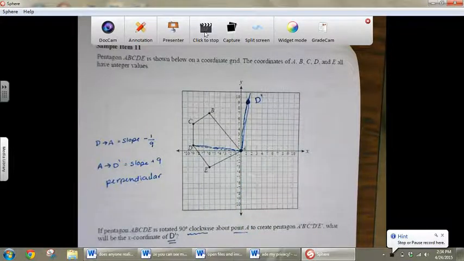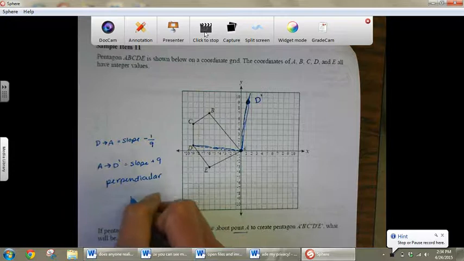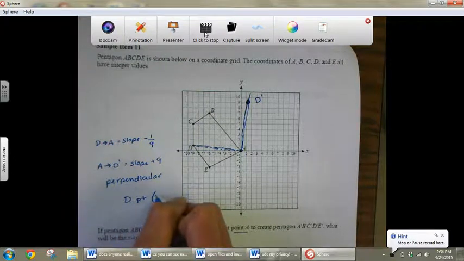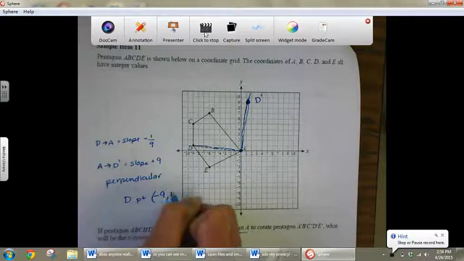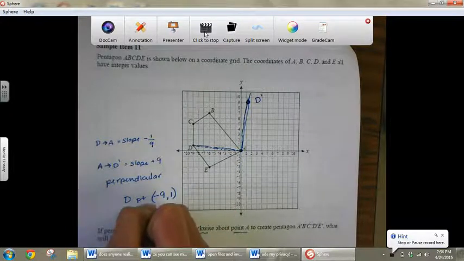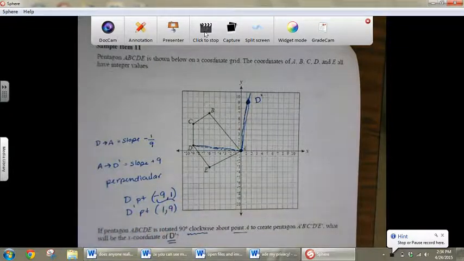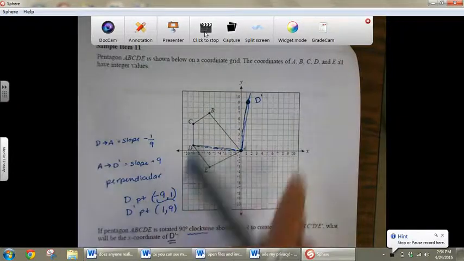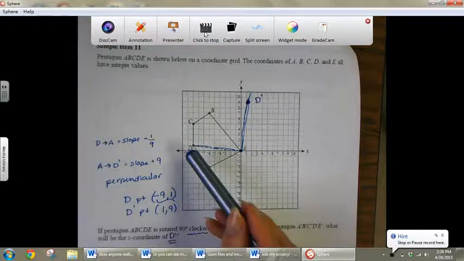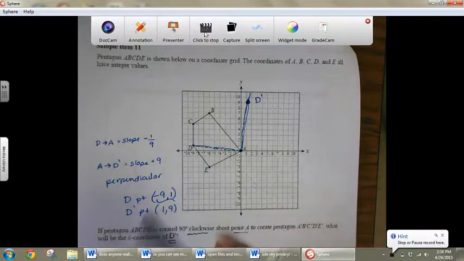Another thing you can do is you can say, well, D is at point -9, 1, so D prime is going to be at point 1, 9. What happens is these two switch. Your X and Y coordinates will switch every time you go around 90 degrees. So if you started at 9, 1, you'll switch and go to 1, 9.